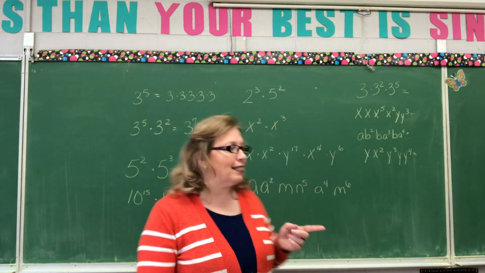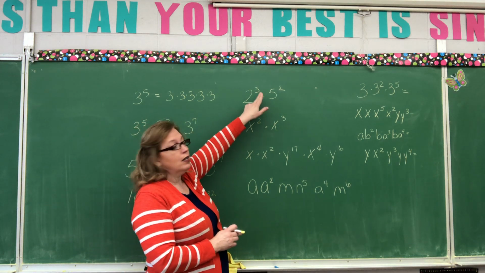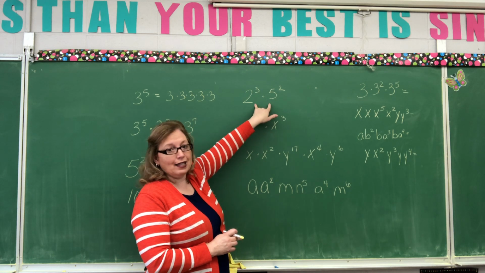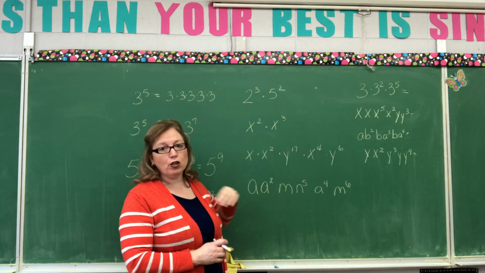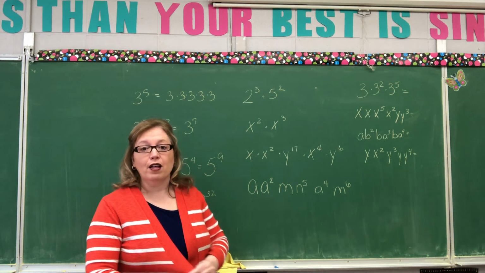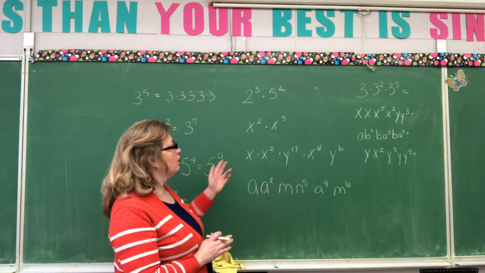Now I want you to look at this next section. I have 2 to the 3rd times 5 to the 2nd. These bases are not the same. Since those bases are not the same, I cannot simplify that any further than it already is. That is its lowest terms.